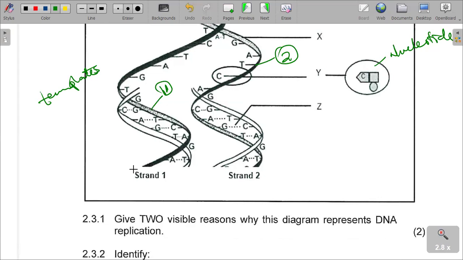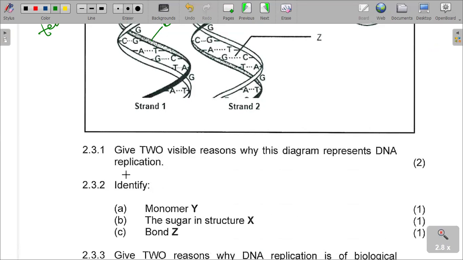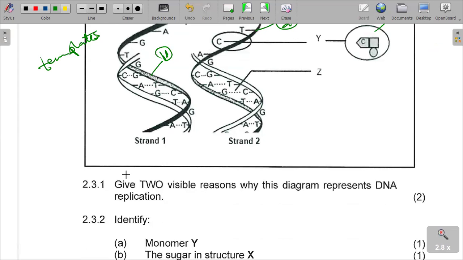Why does it represent DNA replication? Question 2.3.1, why does it represent? How can you say this is DNA replication? One, we are saying both strands act as templates. As you can see, I said strand 1 and 2. So give reasons why this represents DNA replication. So reason one: both DNA strands act as templates.